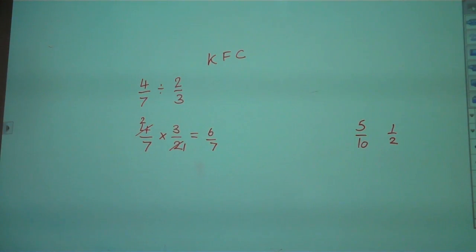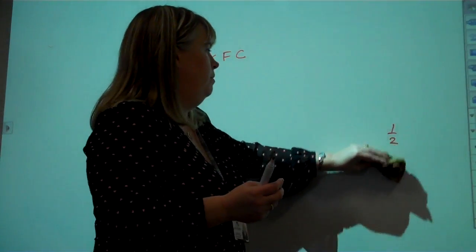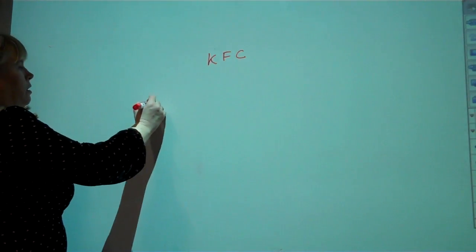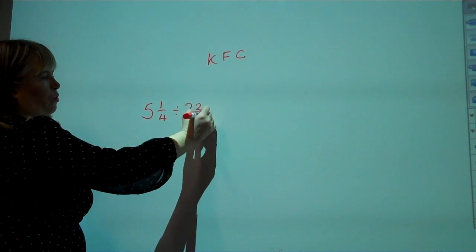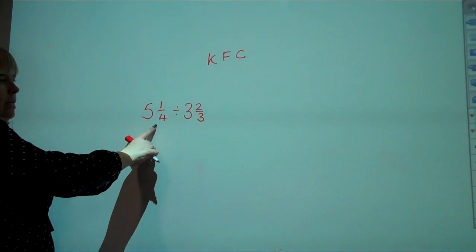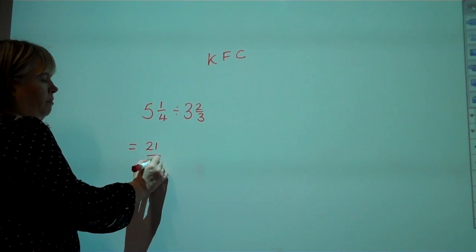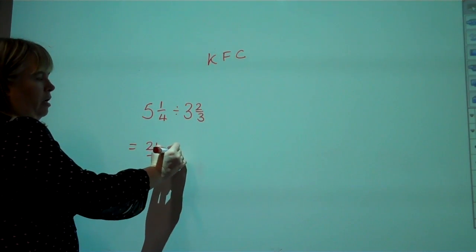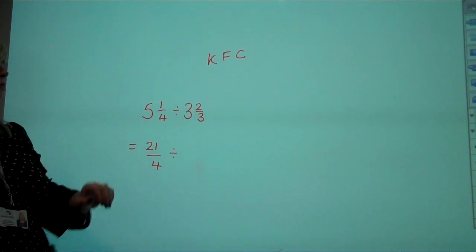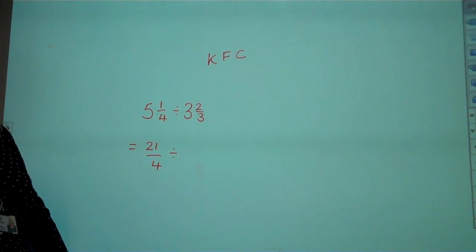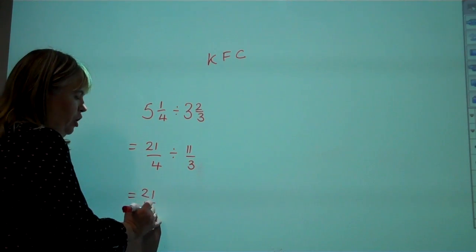So the last one to do is a divide with a mixed number. So 5 1/4 divided by 3 2/3. What is 5 1/4 as an improper fraction? 21 over 4. I'm going to leave that as divide for now while I convert them to improper fractions. What's 3 2/3? 11 over 3.